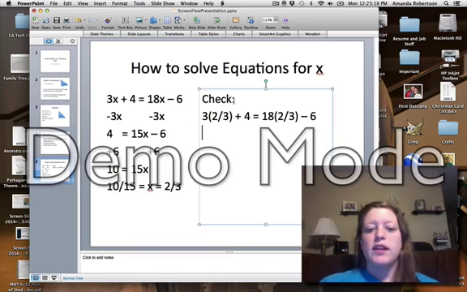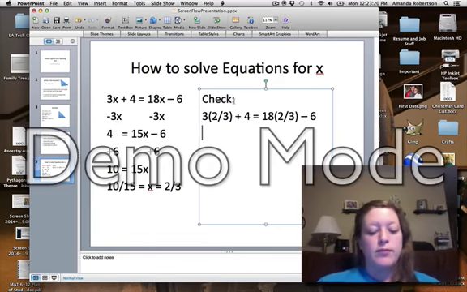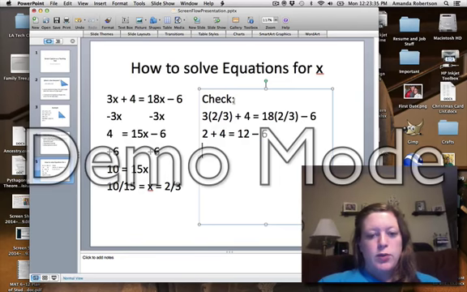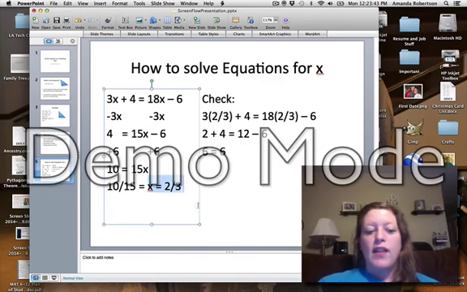And then solving to see if the left side does indeed equal the right side. 3 times 2 is 6. 6 divided by 3 is 2. Oops. 18 times 2/3 gives me 12. 2 plus 4 is 6. And 12 minus 6 is 6. So since we have this true statement here, you should know that you did your work correctly over here. And this x equals 2/3 is your final answer.